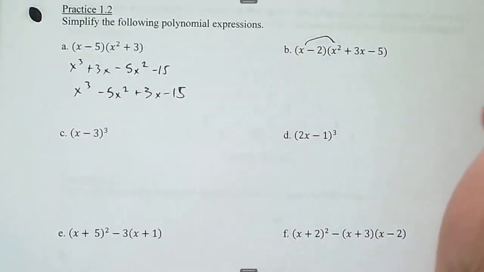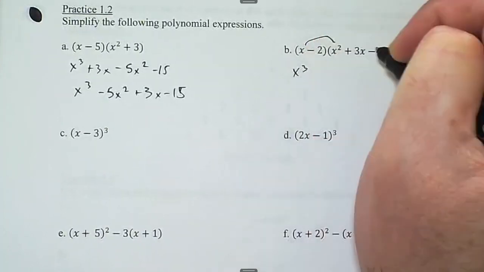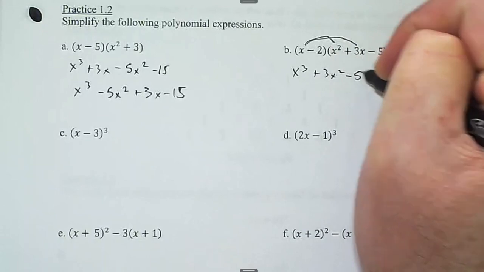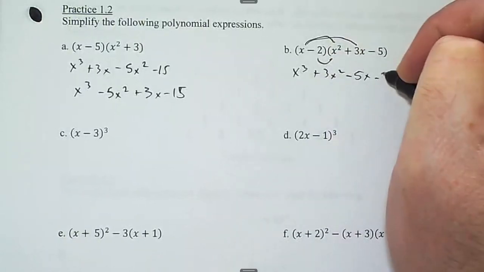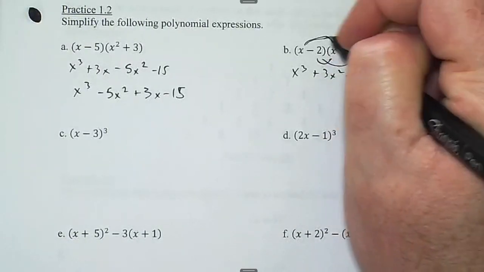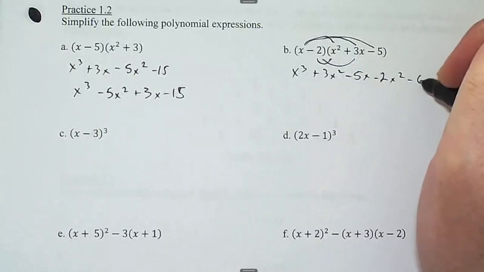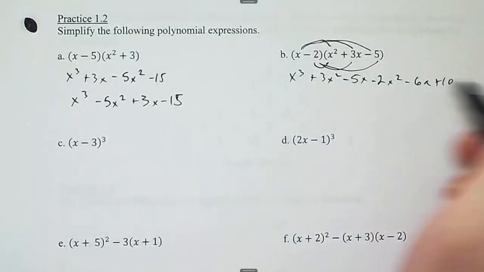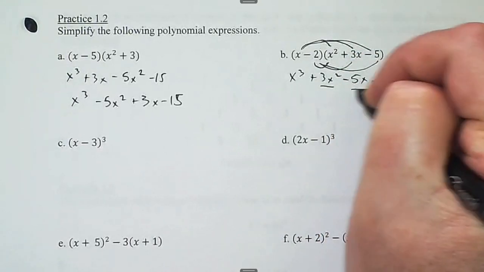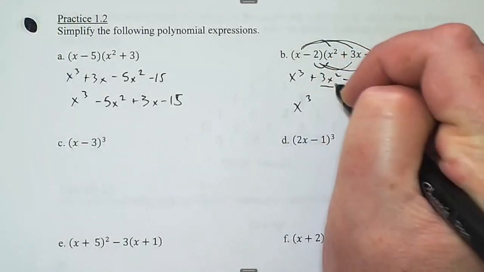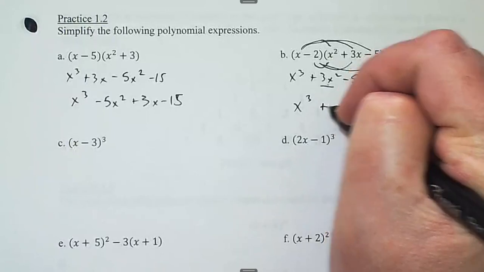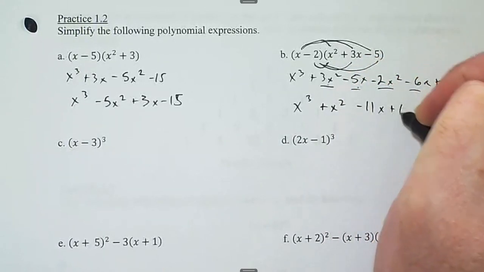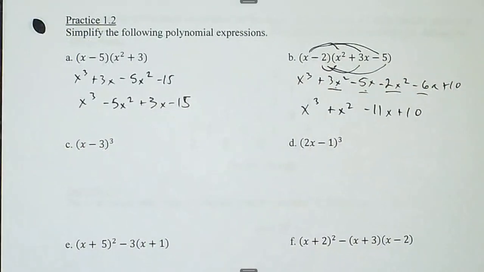All right, multiply here. X cubed plus 3x squared minus 5x. Then minus 2x squared minus 6x and plus 10. And we should have a couple of things that we can combine here. So x cubed, 3 minus 2 is 1x squared, negative 11x plus 10.